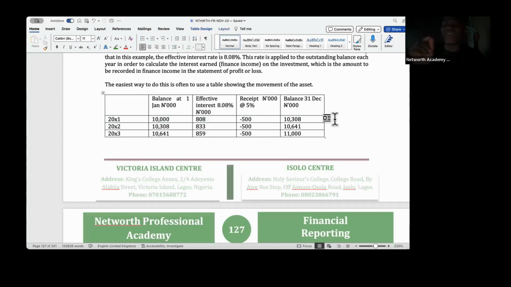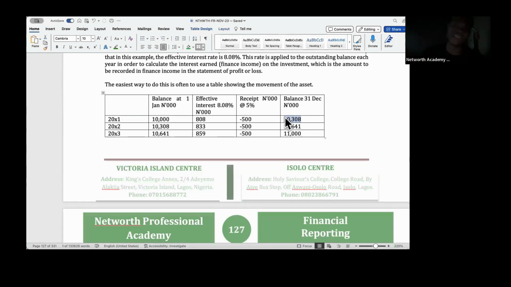But since it is fair value to OCI, the difference between that 10,600 and this 10,300, just go and recognize it in OCI. And that's it. That's just the difference. If it is fair value to P&L, that difference, put it in P&L. That is just it. Okay?